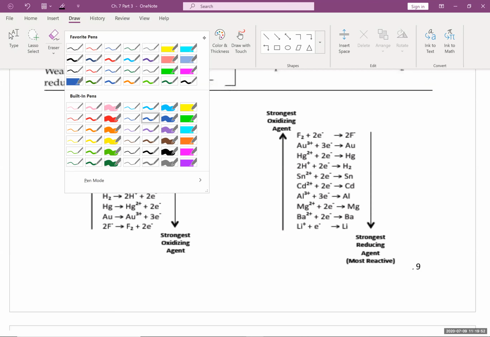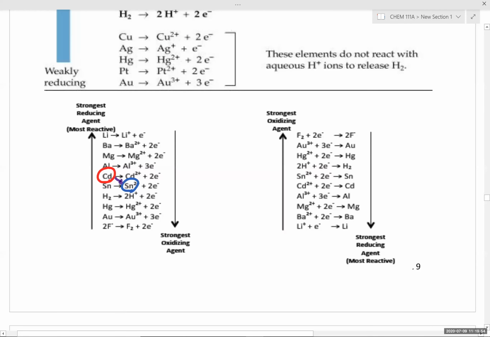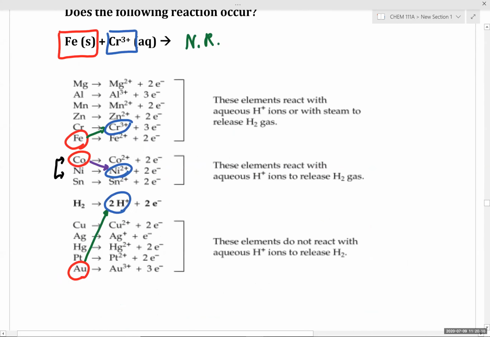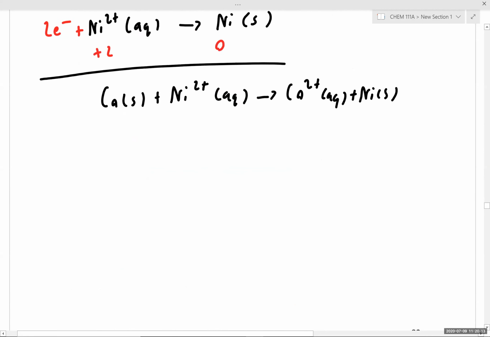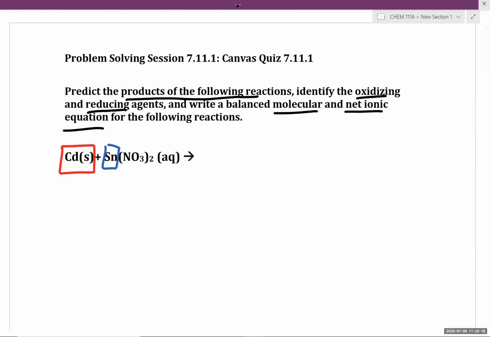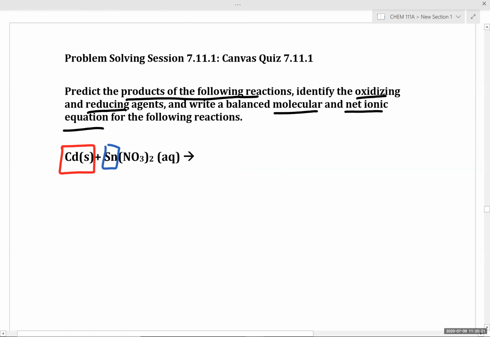And now drawing our arrow from cadmium to tin, looking at our activity series, does a reaction occur? Yes. Perfect, exactly right. So just note on an exam, I'll give you the exact activity series that you'll need to use. So don't stress about memorizing each one, but just know in the notes, I compiled them all together on that one page to make it easy. So a reaction occurs, cadmium does displace tin.